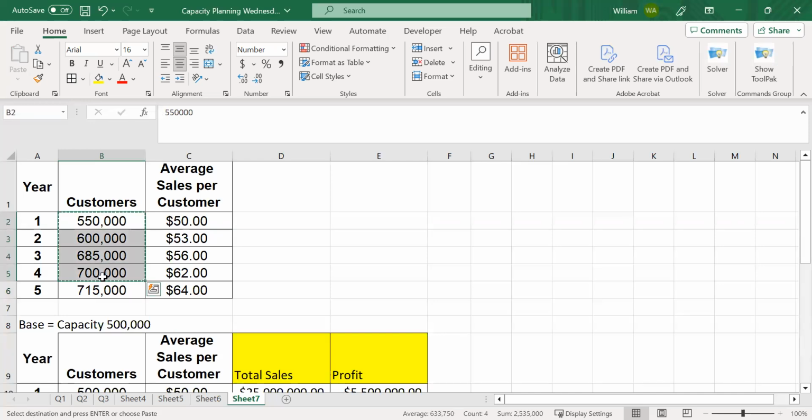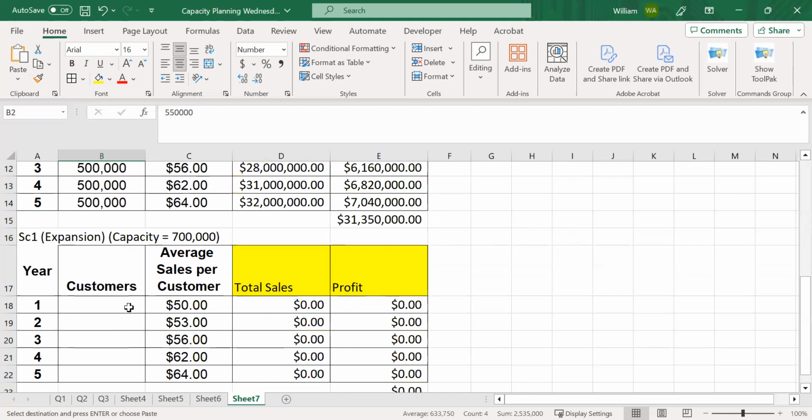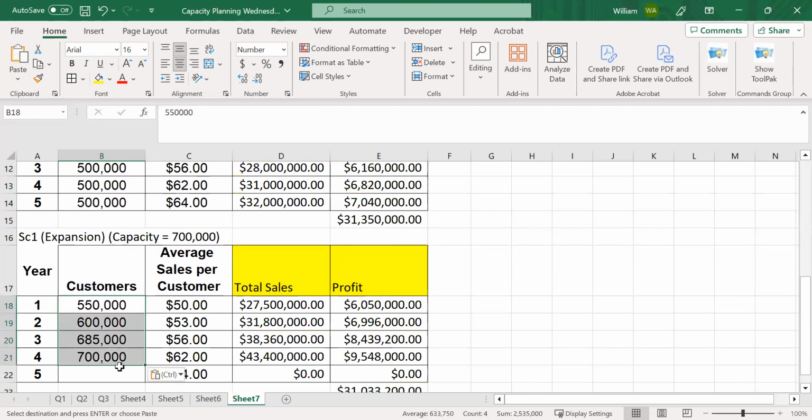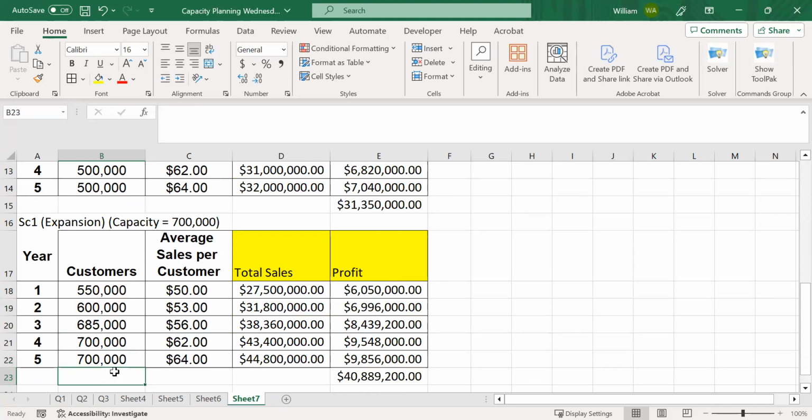Okay, so I'll copy these numbers down here. And for year 5, we limit our capacity to the max, which is 700,000 as well. So that now gives us our value of the number of customers, the total sales, and the profit amount. So we are going to add to this a figure for incremental cash flows.